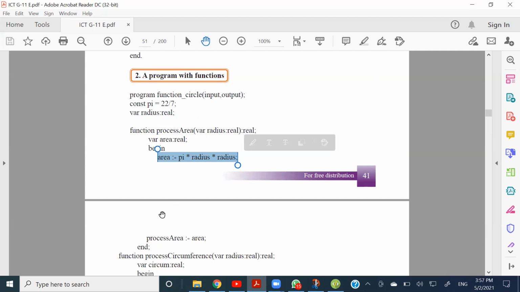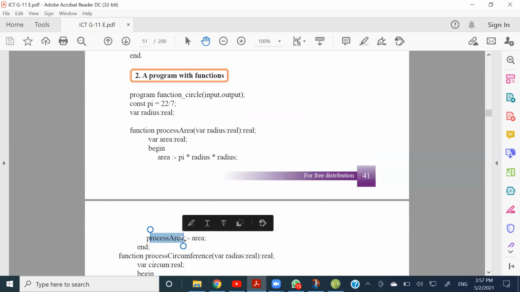And this is the special thing. Now this process area, what is this? What is this process area? Yes, what is it? Have we declared any variable called process area? No.